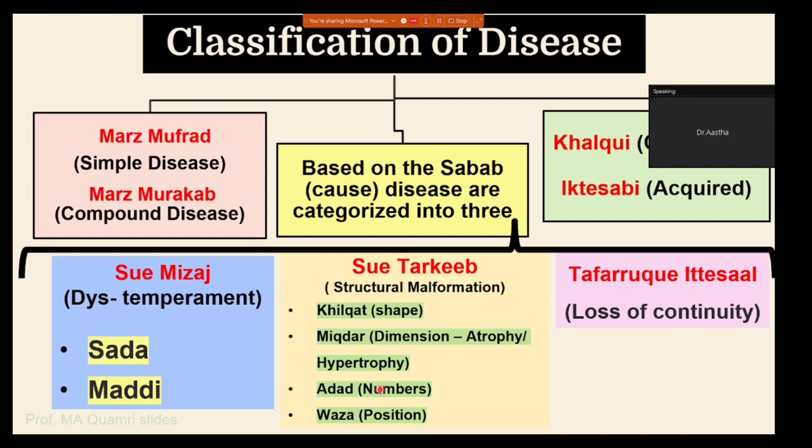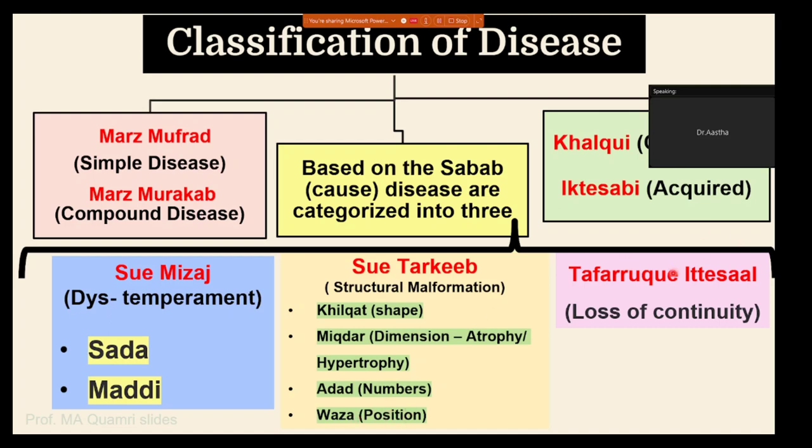Any increase or decrease in the number of organs in a part will be considered under the category of suya tarkib. Some organs are displaced from their normal position, with deviation or alignment issues. Such diseases are categorized under suya tarkib ba vajza, that is position.